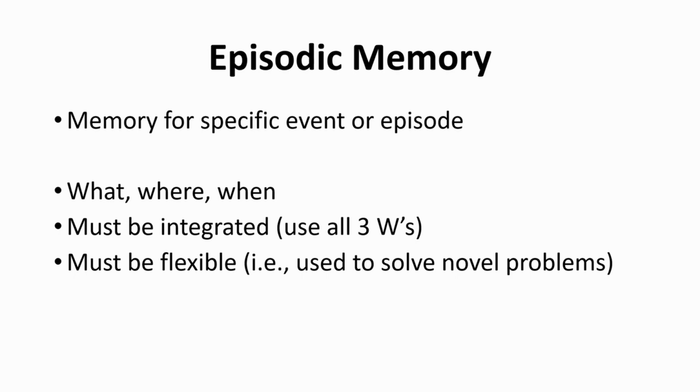But in order to call something episodic memory, we determine that it has to have three components. It has to have a what. You need to remember what was done.